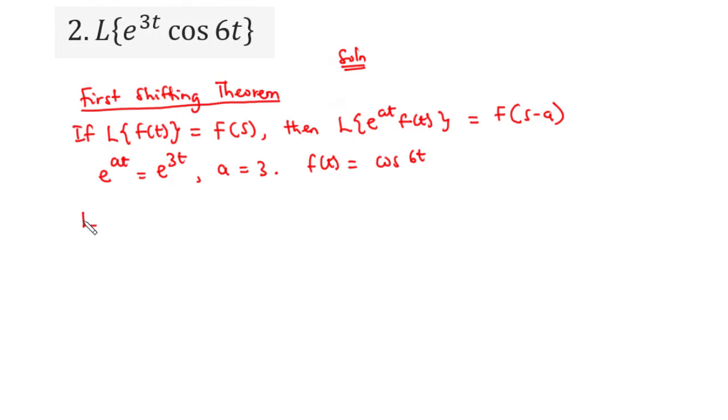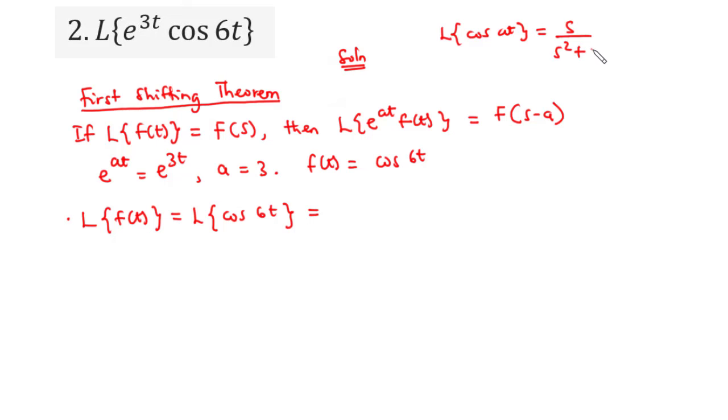So the Laplace transform of f of t, which is equal to the Laplace transform of cos 6t, is equal to, now the Laplace transform of cos at is given by s divided by s square plus a square. Therefore, we have a to be 6. So we are going to have s divided by s square plus 6 square. And then 6 square is 36. So we have 36 here.